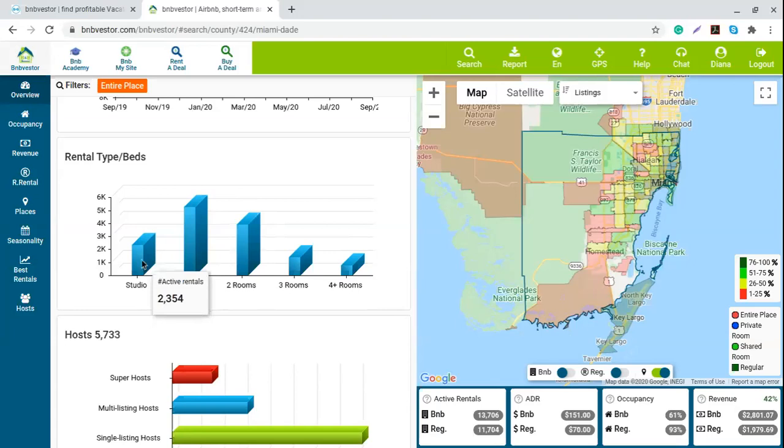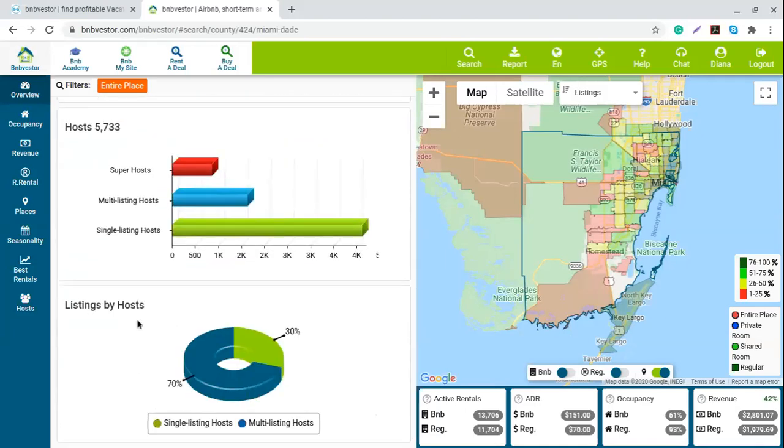Studios, how many studios are active rentals on Airbnb? This is this month, the information of this month. One room, how many are with 2 rooms, how many are with 3 rooms, and how many are with 4 or more rooms. And here below, you can see the information about the hosts.